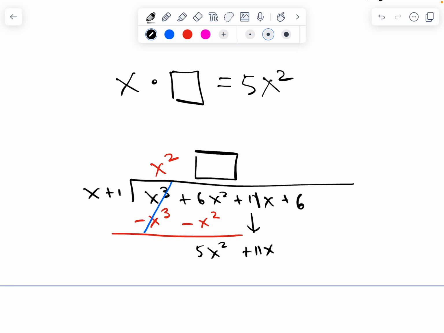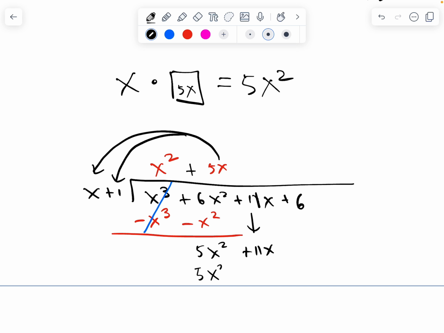And you've already thought of the answer to that. It's going to be 5x. So we're going to put our 5x in this box right here. Okay, now just like before, we're going to multiply this. So 5x is going to hit both of those guys. So 5x times x is 5x squared, and that's a good sign. We want to get these matching up with each other. 5x times 1 is 5x.